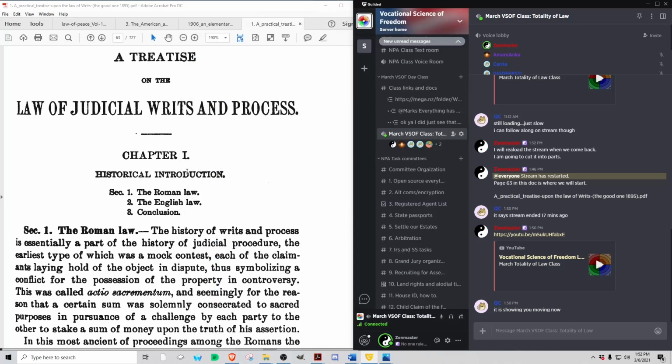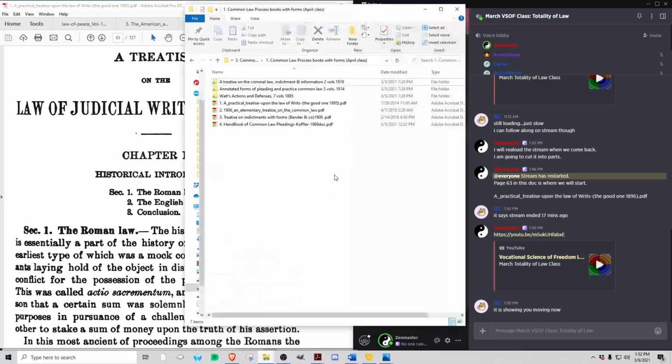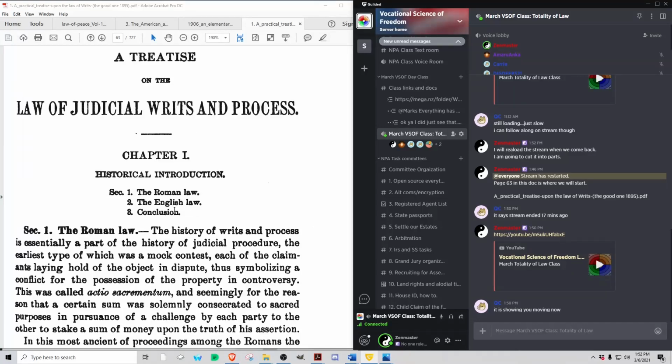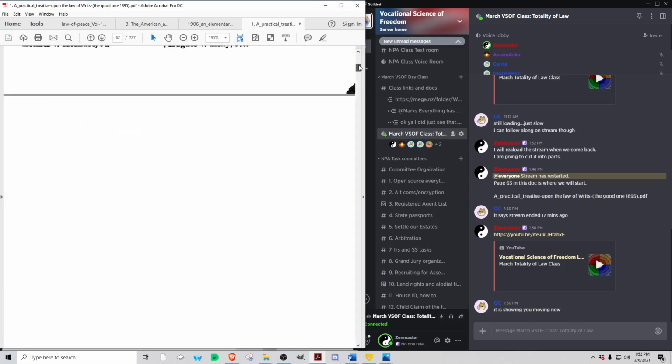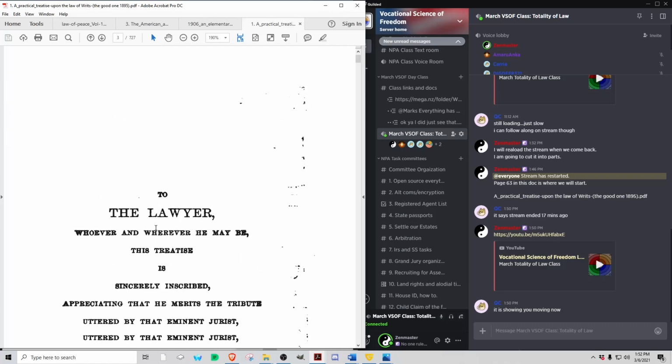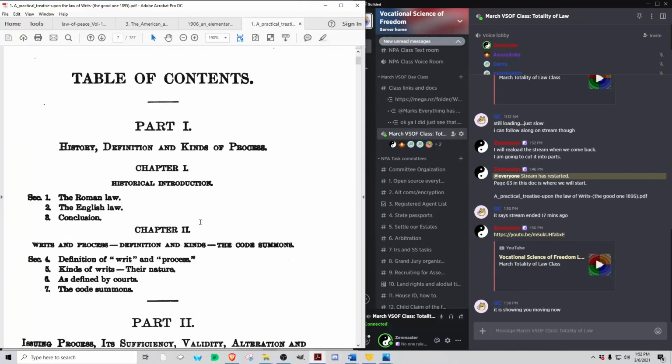And so this is one of these books that when I read it, I was actually surprised about how much information it gave as far as the totality of law is concerned of everything. Now, I'm on page 63, so I'm going to make a note here, but I'm just going to scroll back up to the top so you guys can get a look at the contents here. So, table of contents.